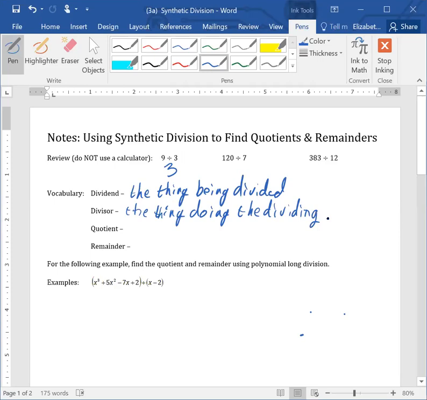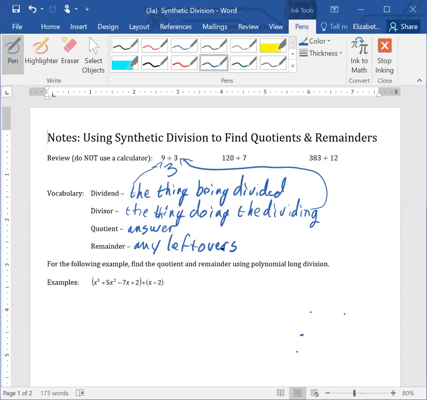Okay, so if we're looking at our examples here, the thing being divided, the dividend, that would be the 9 here, right? The divisor, the thing doing the dividing, that would be the 3. So it's 9 divided by 3. The quotient is the answer. And the remainder is any leftovers. We don't usually work with remainders in Algebra 2, but polynomial division is the exception to that.